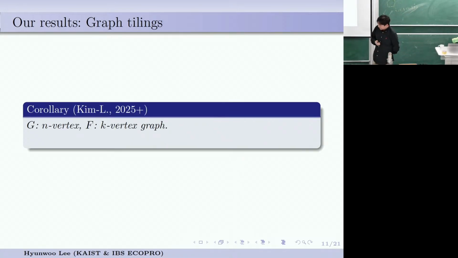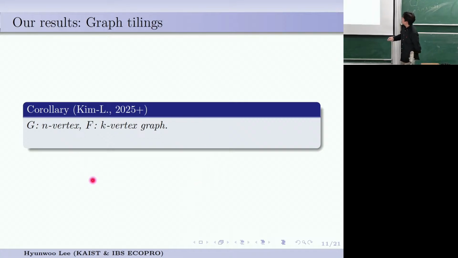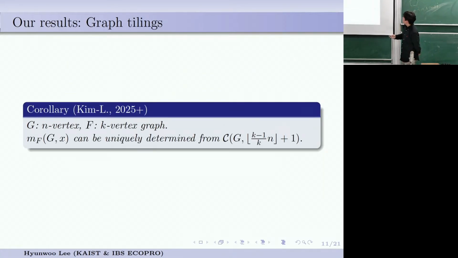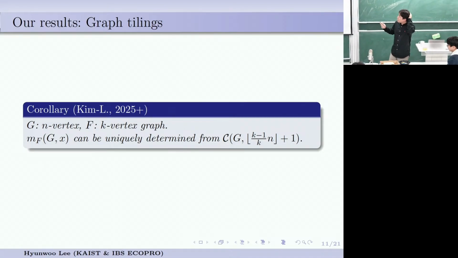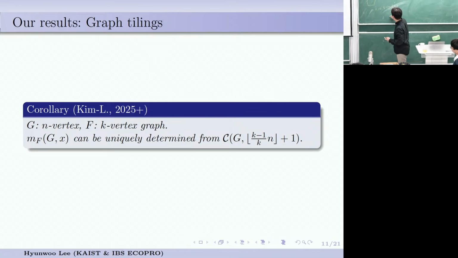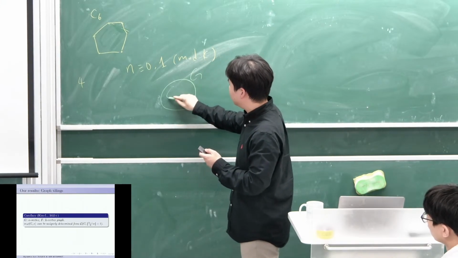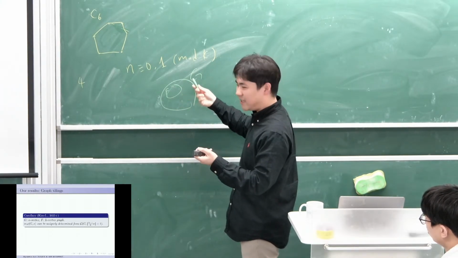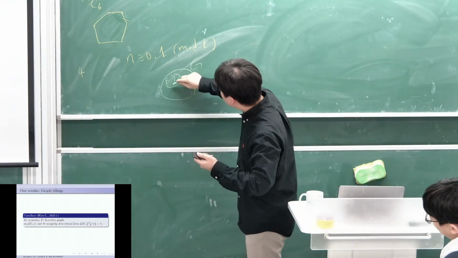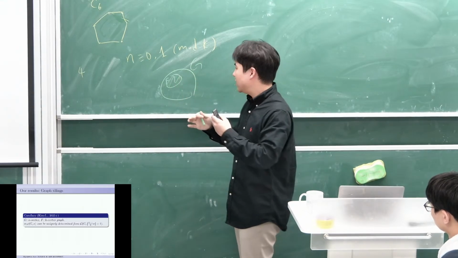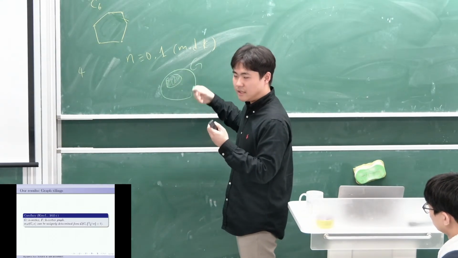So the corollary of our main theorem: let G be an n-vertex graph and F a k-vertex graph. Then the F-tiling polynomial of G can be uniquely determined from the complete deck of this many vertices. The proof is pretty simple. Indeed, our main theorem works for multi-hypergraphs, so it allows multiple edges. Whenever we have an F copy in G, we replace this F copy with a k-uniform edge. And if F lies on the same vertex set in a different way, we add this vertex set as a multiple edge.